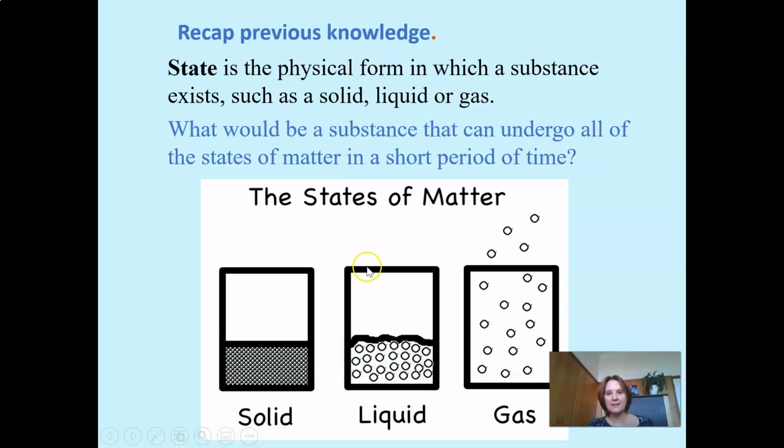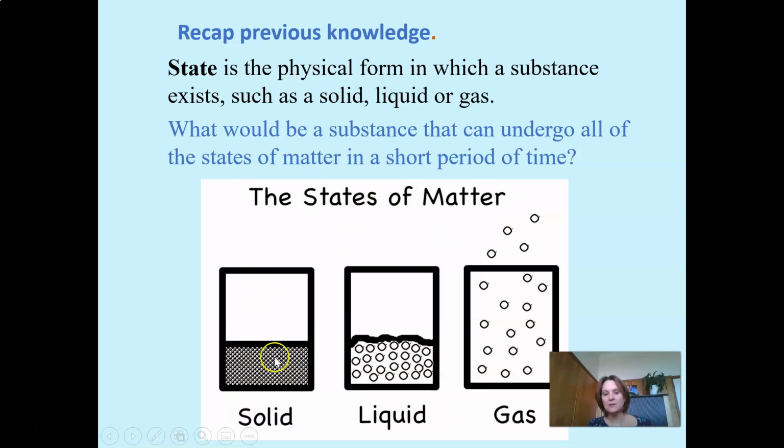Let's recap grade 6 knowledge, just to go back so that you understand where I'm coming from. When we talk about the state of matter, we talk about the physical form in which a substance exists, such as a solid, a liquid, or a gas. What would be a substance that can undergo all of the states of matter in a very short period of time? Quick recap, grade 7s.